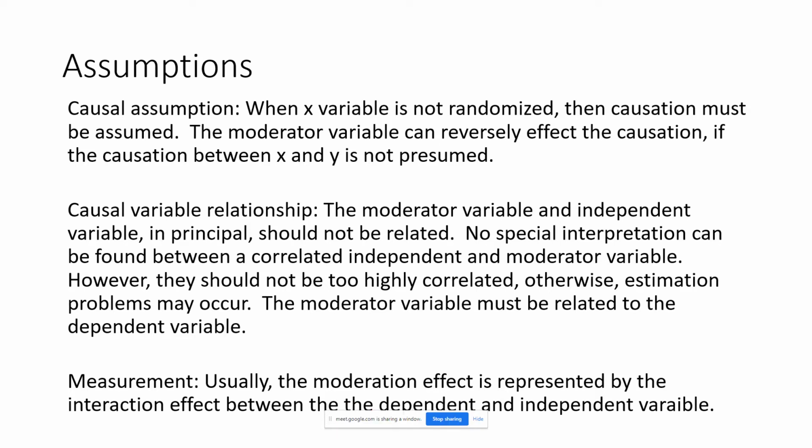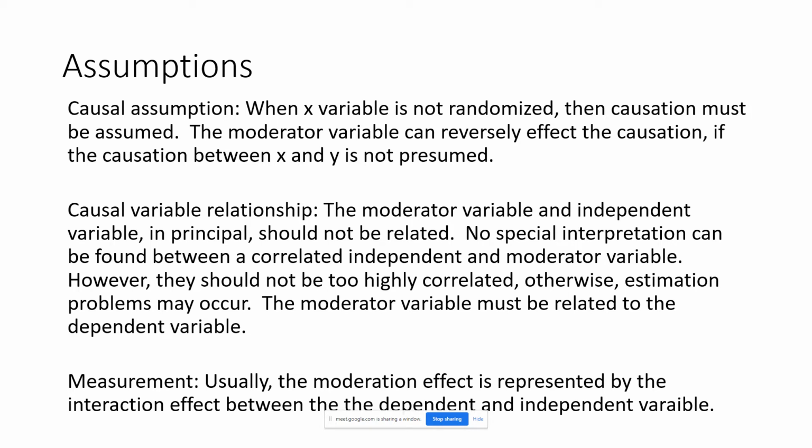Causal variable relationship: the moderator variable and the independent variable, in principle, should not be related. So no special interpretation can be found between a correlated independent and moderator variable. However, they should not be too highly correlated, otherwise estimation problems may occur. The moderator variable must be related to the dependent variable. And you have also the measurement. Usually the moderation effect is represented by the interaction effect between the dependent and independent variable.